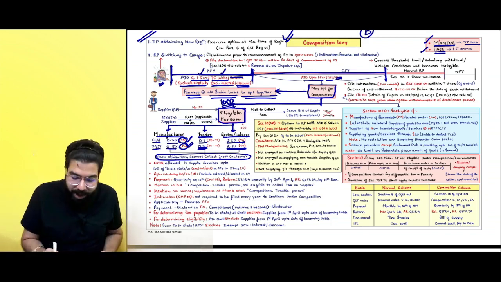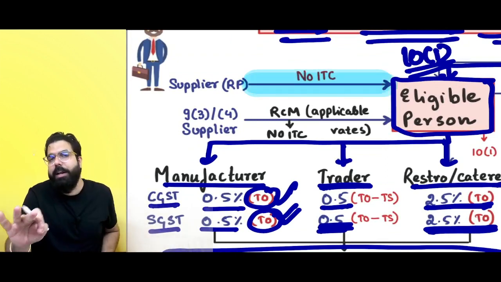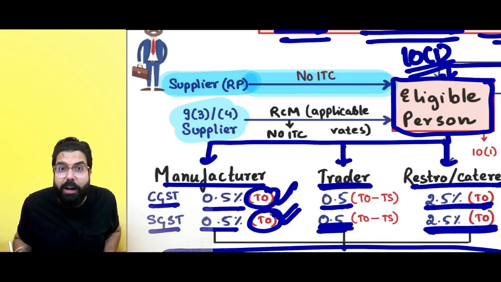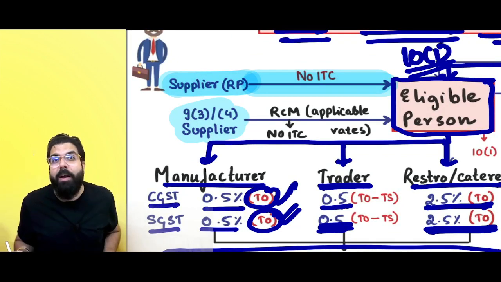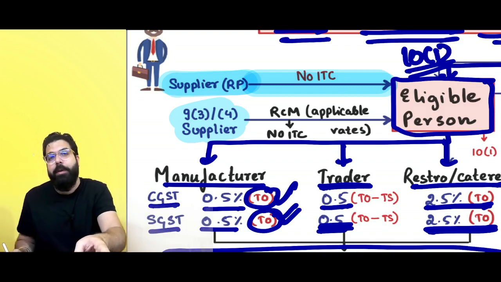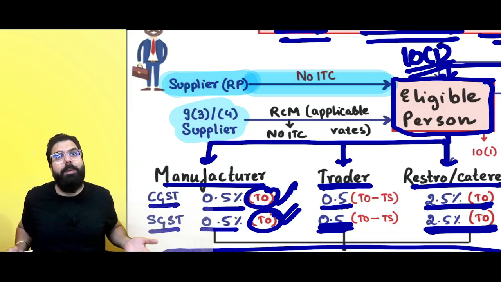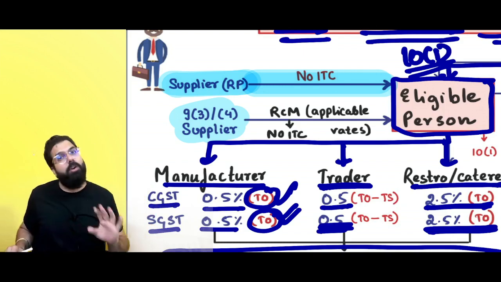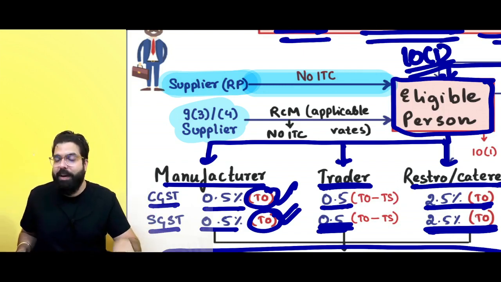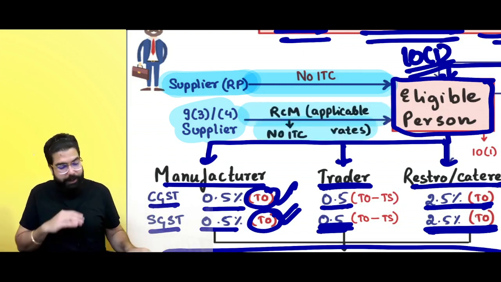Done, sir. Sir, if I am an eligible person, can I take ITC? Always remember, you will not get any ITC on supplies from a registered person. If you are taking 9(3) or 9(4) supplies, on which you have to pay the GST under RCM, then you have to pay GST at the normal rate under the reverse charge mechanism. For example, if you took GTA services, you have to pay the GST under RCM at the rate of 5%. Normal rates. You can't say, I am a manufacturer, I will pay 1%. No. Reverse charge mechanism at the applicable rate has to be paid.